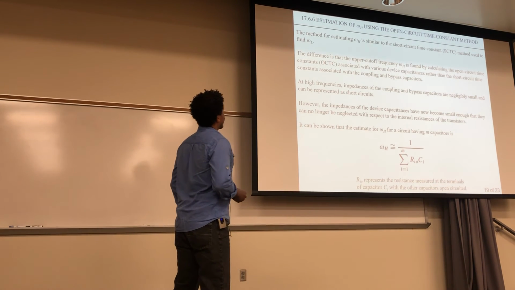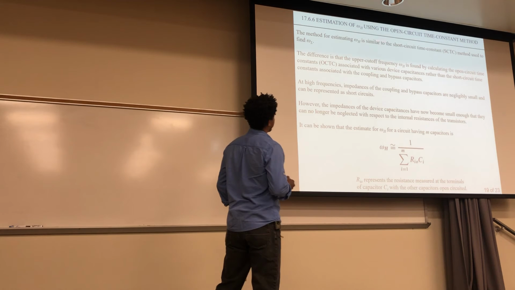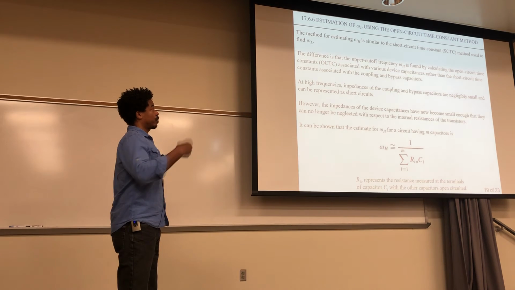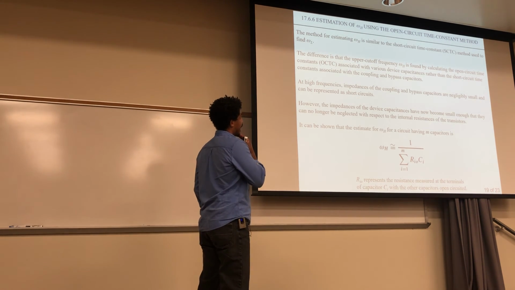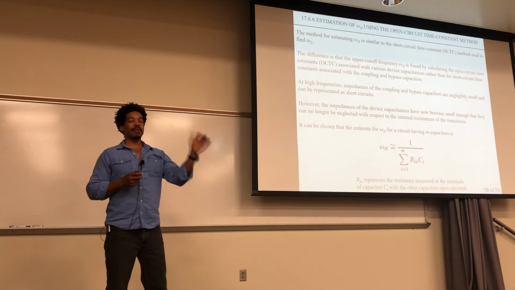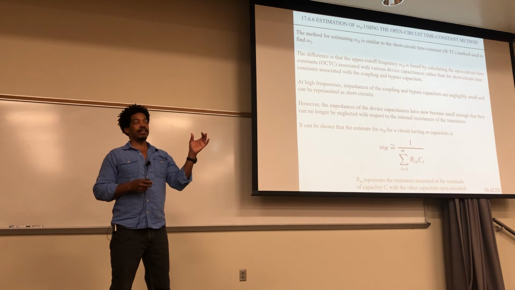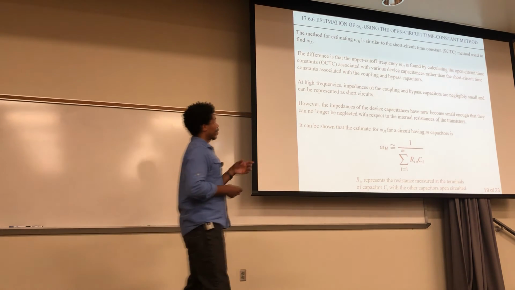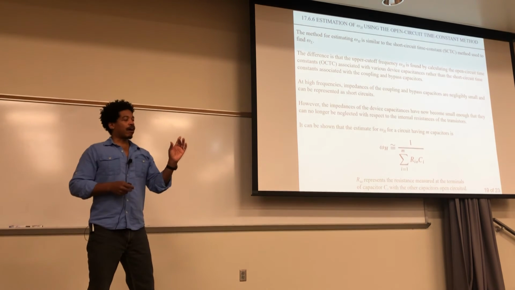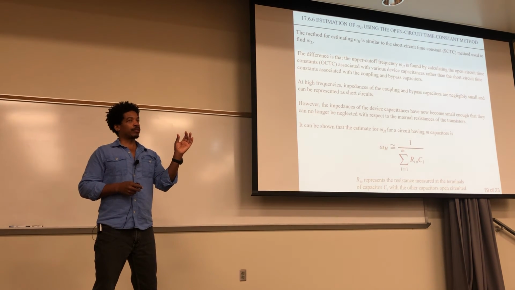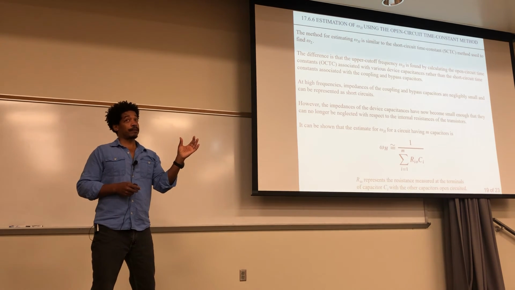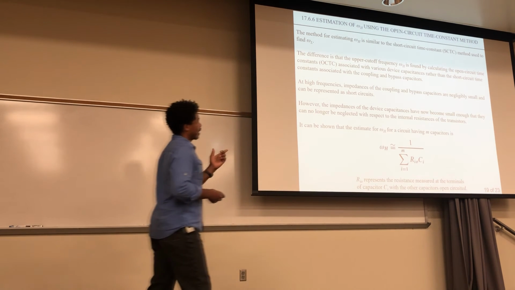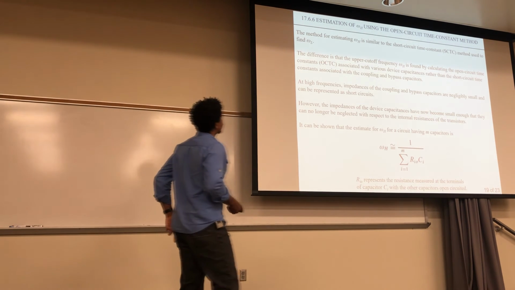Okay, so looking at this, the estimation of omega H using the open circuit time constant method is going to be very similar to the other one that we saw 2 lectures ago, where we had taken all of the capacitors, if you recall, and we made them all short circuits, and then we looked at that one capacitor, we took it out, and we found the equivalent resistance. We're going to do the same here, except now all the capacitors, instead of making them short circuits, we're going to make them open circuits. Okay? So the last one was for omega L, the low frequency cutoff. This will be for omega H, the high frequency cutoff.